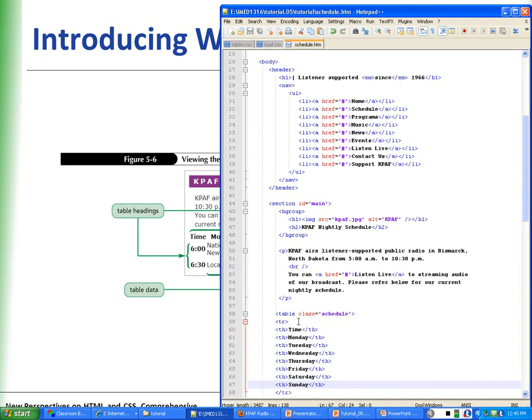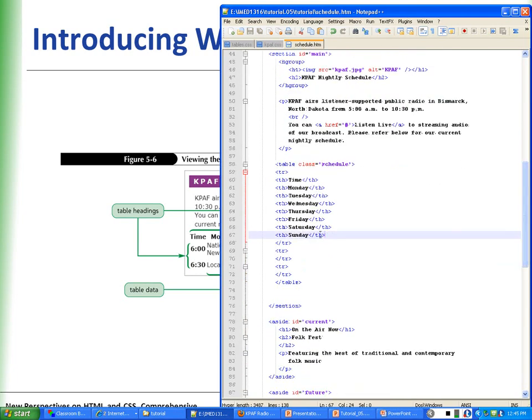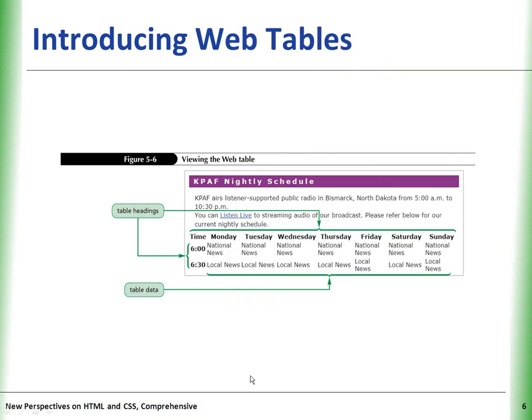And the second row of the table. Okay, now see where this is? This gets confusing for some people. So look up here. This is the row. These headings are within one row of the table. Let me show you. So we've got a row here, and right now this is what it's looking like. These are the headings. Time, Monday, Tuesday, Wednesday, Thursday, Friday, Saturday, Sunday.